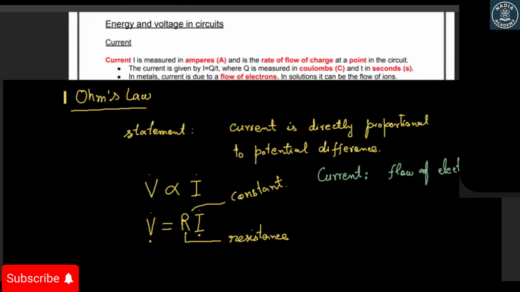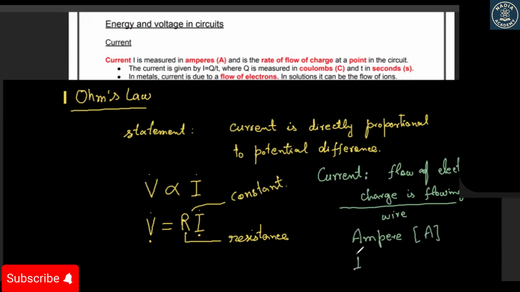When I say current, for example, I have an electrical wire and I say that there is current, then it means in very simple words that electricity is flowing. What does that mean? That means the charge is flowing. Charge is flowing. We measure the current in units of ampere, so we write it as A. For example, I say that I have a current I, and that current is 2 amperes. What does this 2 amperes tell us?